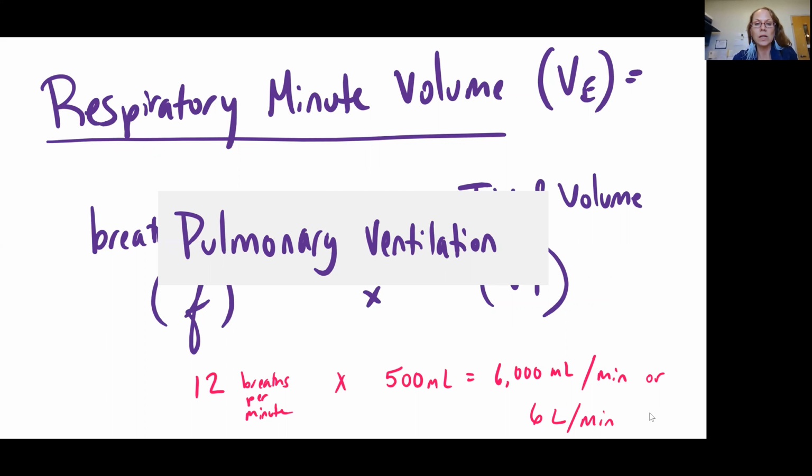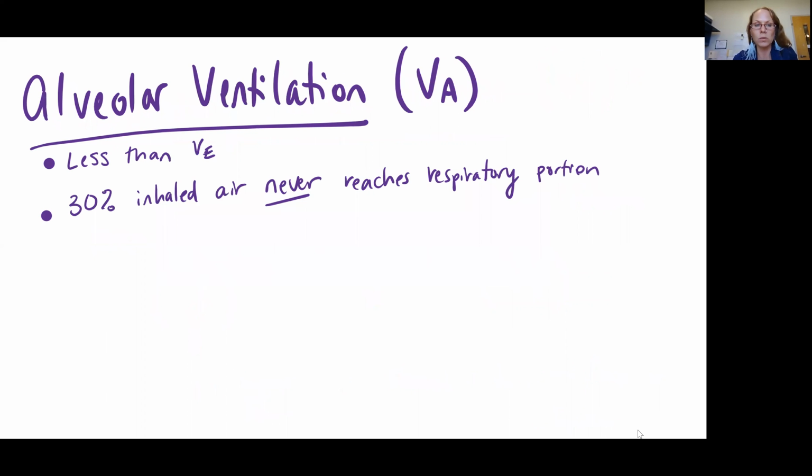We have another type of ventilation which is described as alveolar ventilation. Your alveoli, remember, are your locations for gas exchange. The alveolar ventilation is abbreviated as VA, and this is going to be a smaller amount of air getting into the alveoli compared with the amount of air that's actually getting into the lungs. So your alveolar ventilation is less than your pulmonary ventilation.